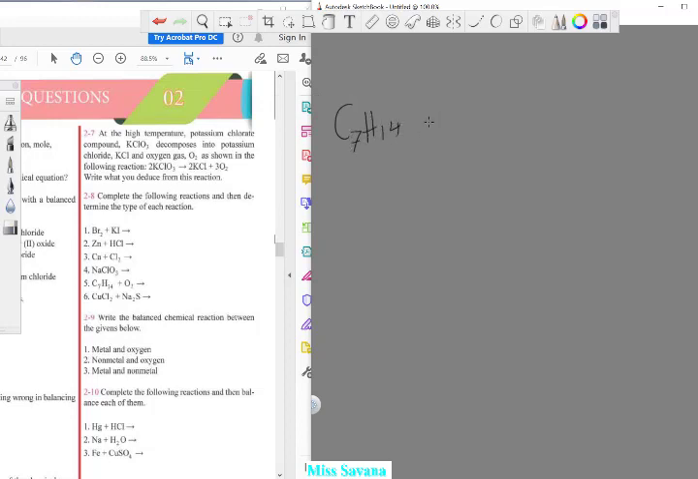C7H14 uniting with the oxygen to form something. Now in here you have a condition that you are uniting a hydrocarbon with an oxygen. Remember this type of reaction, whenever a hydrocarbon is reacting with the oxygen, you will have a combustion reaction.